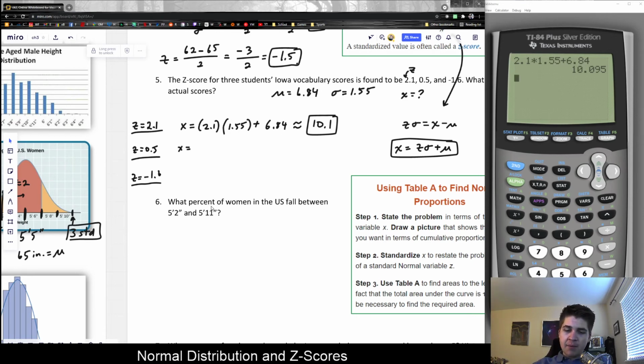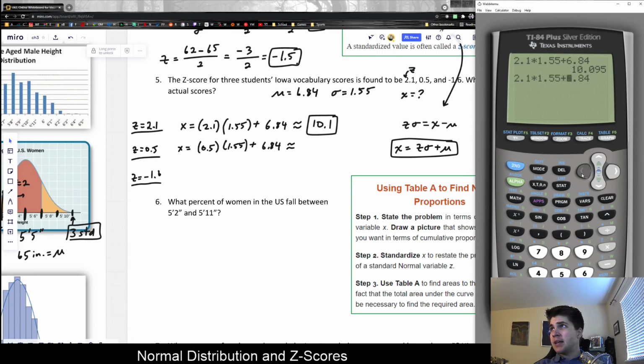Okay, but again, the formula is the same: x is always equal to z sigma plus mu. So z in this example is 0.5. Sigma is the standard deviation of our normal distribution, and mu is the mean of our normal distribution. Go ahead and plug that into the calculator, 0.5, and this would leave us with approximately 7.6. And this again is the regular score, pre-standardized. That would give us what that student's original score was before standardizing.